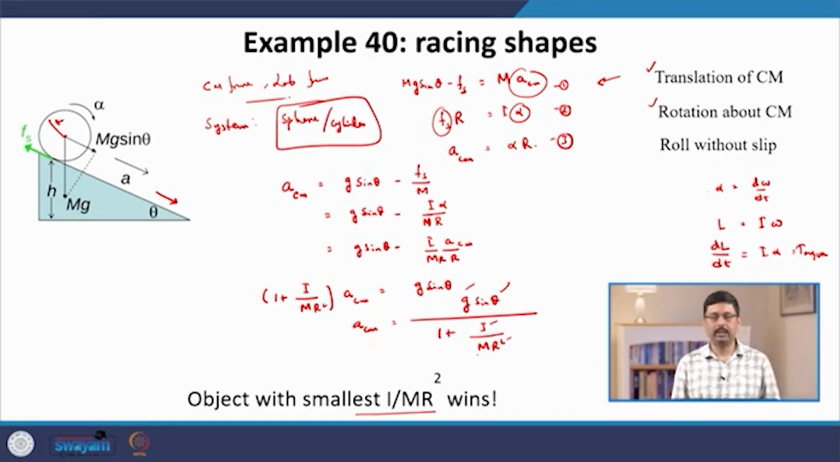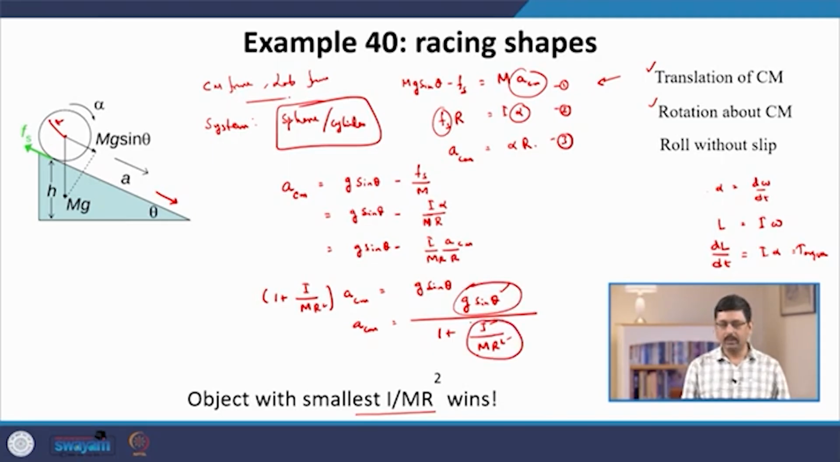So, there are several parameters, but they combine to make a single group of parameters, g and theta, and I, m and r square form another single group of parameters. So, the acceleration is essentially given by two parameters, and this shows that the object with the smallest I by m r square wins.